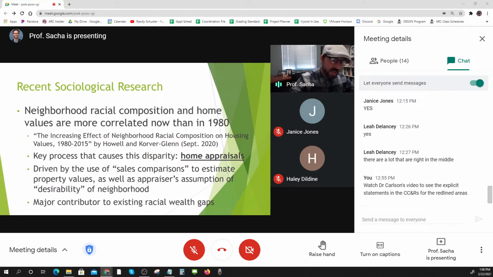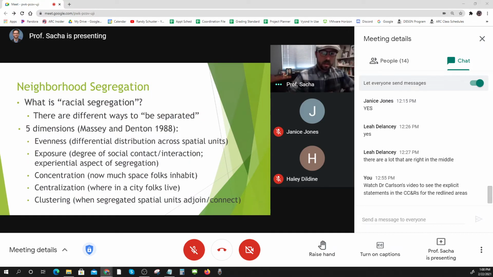Okay, so Professor Schuster was talking about the case where who is buying the home has an effect, right? The prospective home buyer, their race has an effect on property value. But we have this empirical research that shows that the racial demographics of a neighborhood are also shaping how much money a house is worth. Okay, outside of the house by itself, right? The racial demographics of the surrounding area matter, and matter more in 2015 than they did in 1980.